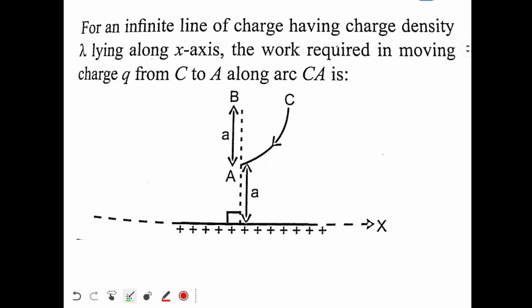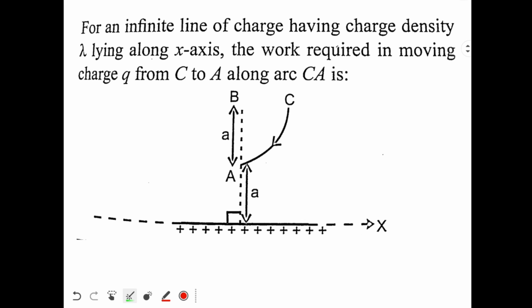Okay, see this question. It's a very good question. In fact, for an infinite line of charge having charge density lambda lying along x-axis, this is the infinite line of charge. The work required in moving charge q from C to A along an arc CA is... So charge q is kept over here. It's moved along this path. So we have to find the work required to move this charge from C to A.